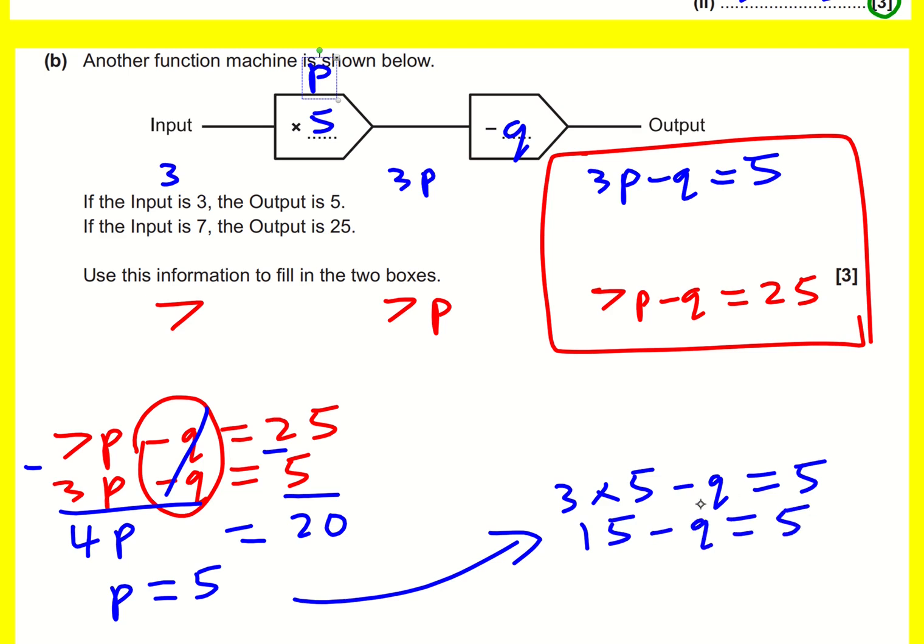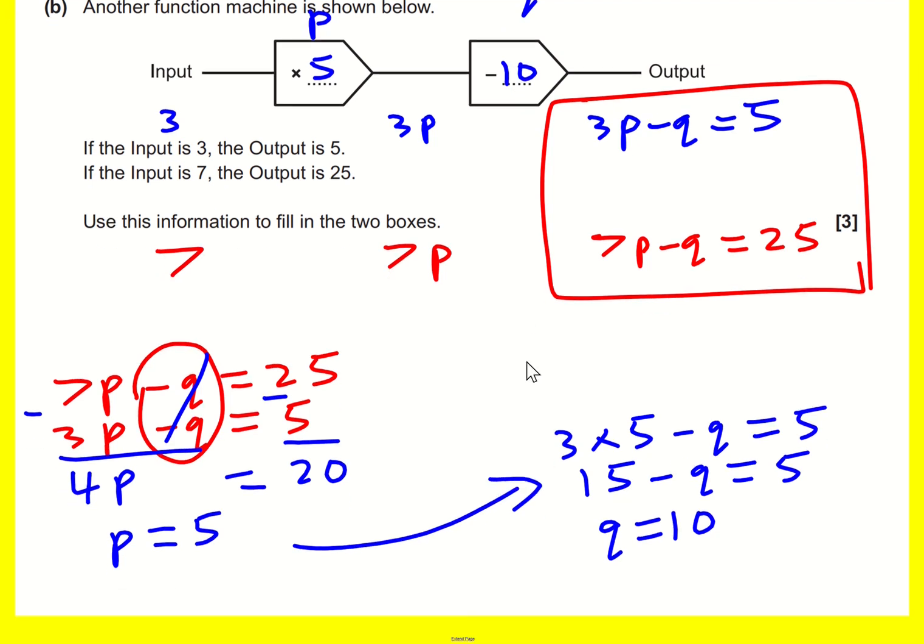And to be honest, the easiest way of solving this equation is just to spot what to do, and q is going to be 10. So actually, I'm going to move this out of the way, and I'm going to be minusing 10.